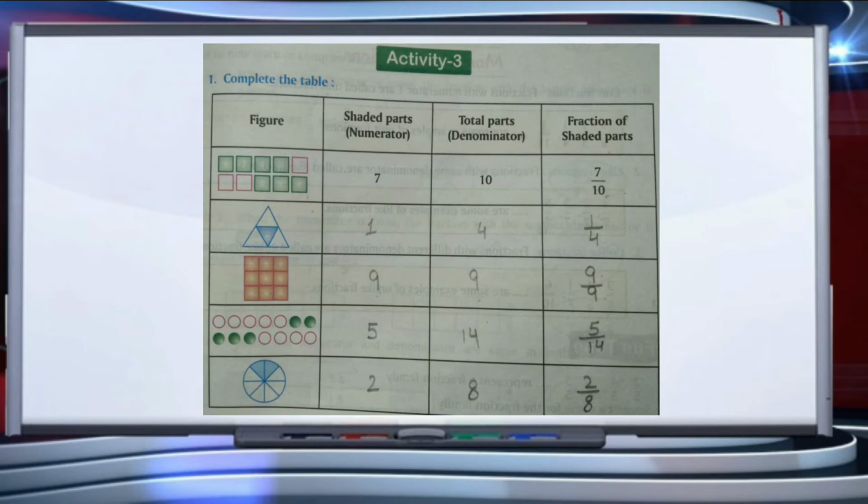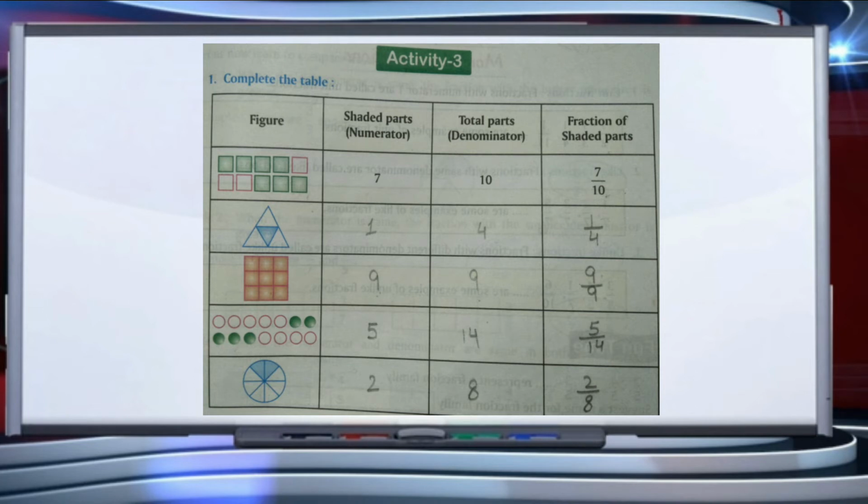In activity 3 we are having question number 1, complete the table. Figure is given, shaded parts, that is numerator, total parts, that is denominator, fraction of shaded parts. Now first, here we are having 10 total boxes, out of which 7 are colored, means shaded part is 7, that is numerator, then total 10 parts, the fraction will become 7 by 10. In second figure we are having 1 shaded part out of total 4 parts, that is 1 is numerator and 4 is denominator. So the fraction will become 1 by 4.